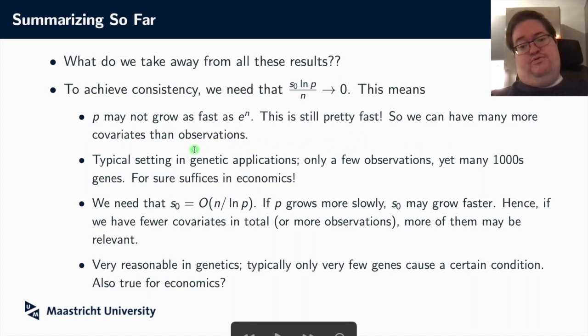So, for instance, in genetic applications, people do this. They only have a few observations, but they have thousands and thousands of genes. I would say in economics, we don't have that many variables. We can be lucky if we have the number of variables approximately equal to our sample size. Well, clearly that satisfies this restriction. So here we're safe in economics.